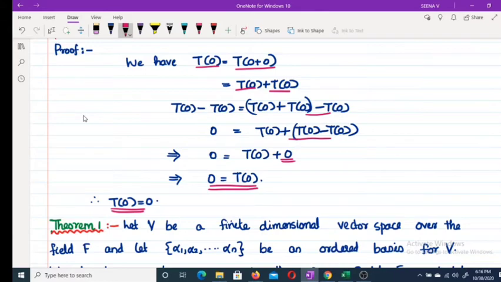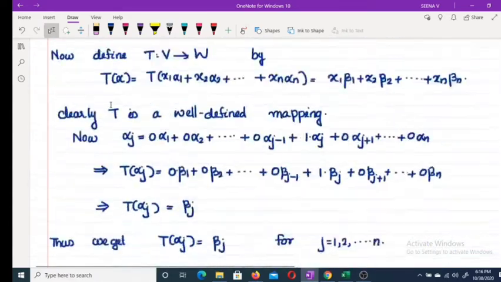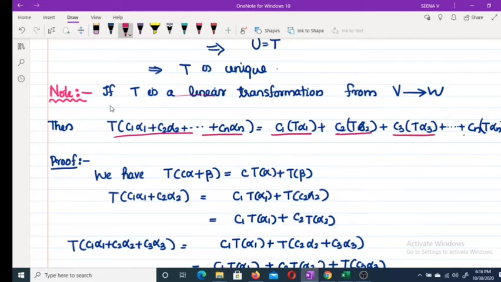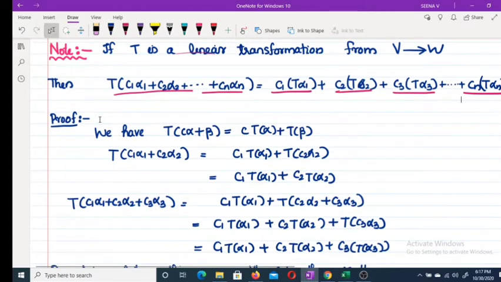Now moving to another result. If T is a linear transformation from V into W, then T of C1 alpha 1 plus C2 alpha 2 plus etc. plus Cn alpha n is equal to C1 T alpha 1 plus C2 T alpha 2 plus C3 T alpha 3 plus etc. plus Cn T alpha n, as a generalization. For proving this, I am proving only the case of two, and you can generalize this one. We have T is a linear transformation. Therefore, T of C alpha plus beta equals, you can write like this.